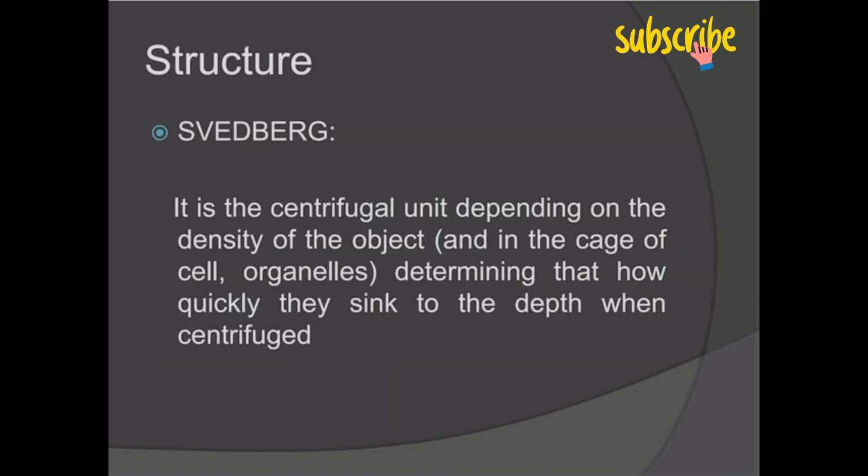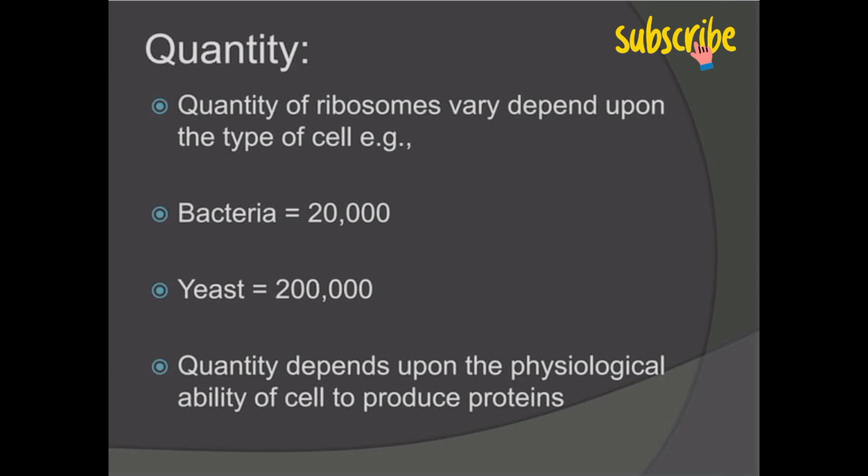What is Svedberg? It is a centrifugal unit depending on the density of the object, and in the case of cell organelles, it determines how quickly they sink to the bottom when centrifuged. The quantity of ribosomes varies depending upon the type of cell. For example, bacteria contain about 20,000, while in a yeast cell it may reach 2 lakh. So the quantity depends upon the physiological ability of the cell to produce protein.